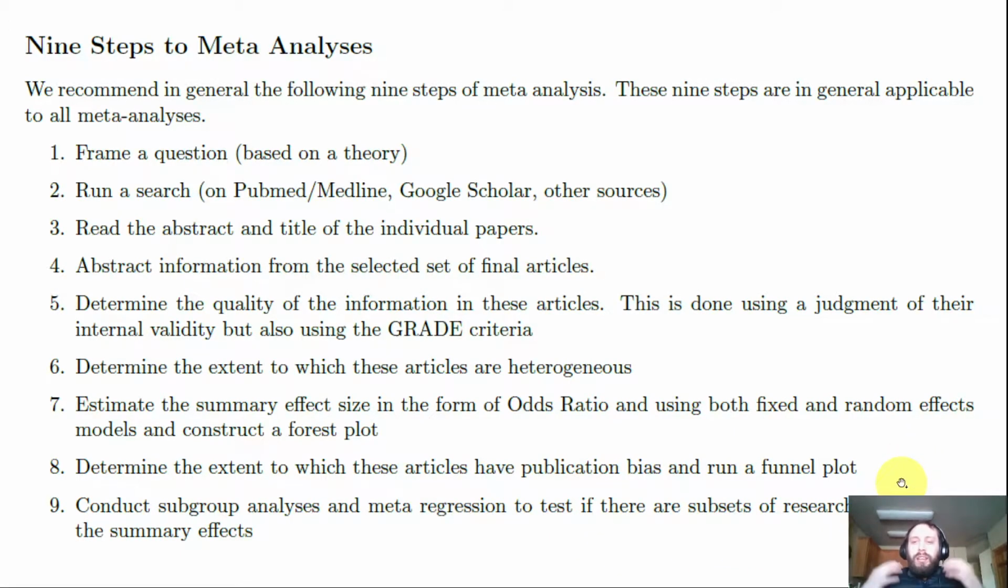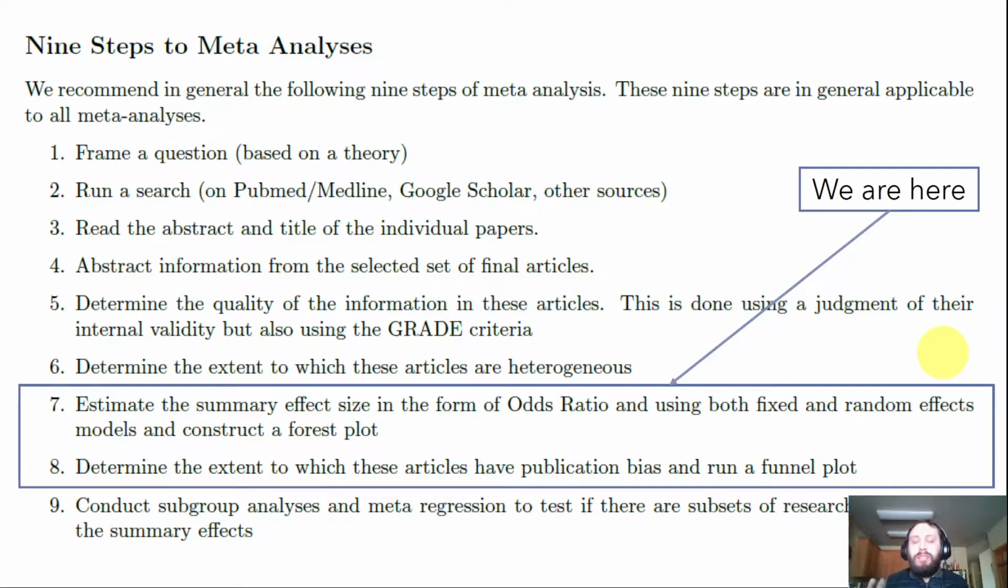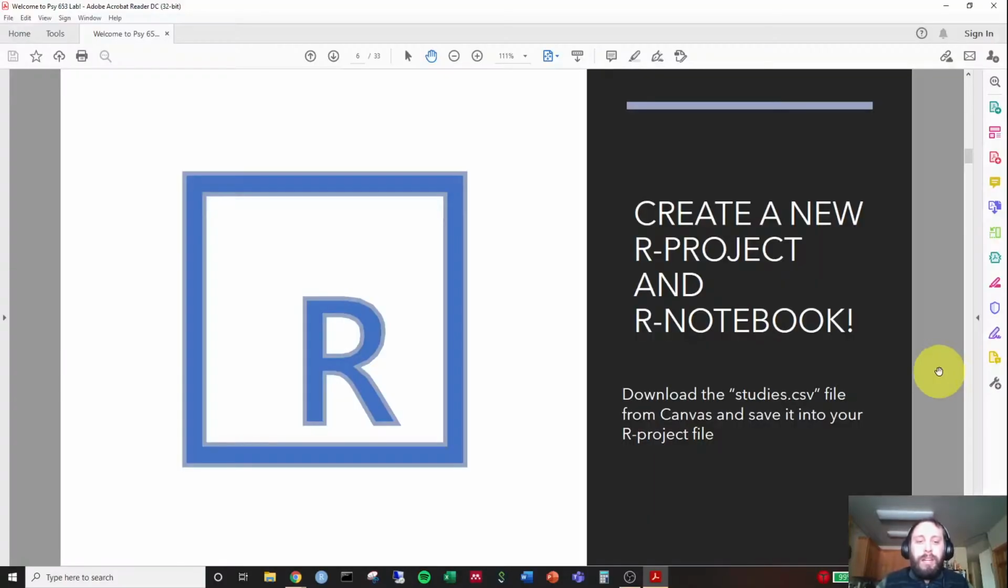All of that to say, meta-analyses is a really broad topic and it takes a long time to perform. Today, we are only going to be doing steps 7 and 8. So just keep in mind that we're only doing a small subsection of the entire process that it takes to perform a meta-analysis. We'll be estimating the summary effect size in the form of odds ratios and using both fixed and random effects models to construct a forest plot. And we're going to determine the extent to which these articles have publication bias and run a funnel plot. That's all we're going to be doing today. So remember, we're only doing a small subsection of the entire concept of a meta-analysis. Let's get started, and I'm going to have lessons throughout as well.